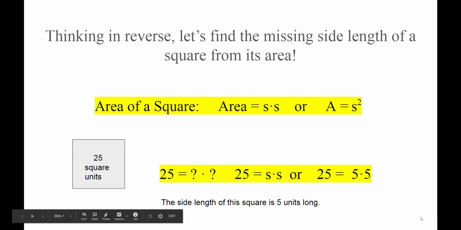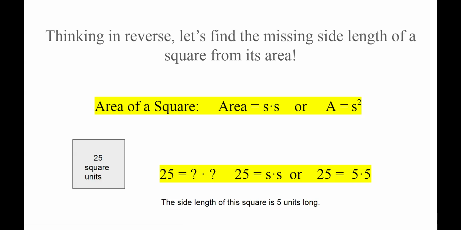Thinking in reverse, let's find the missing side length of a square from its area. If we know the area of a square is 25 square units, and we want to know its side length, we can ask the question, what times itself is 25? We know the side length must be 5 units long, since 5 times 5 is 25.